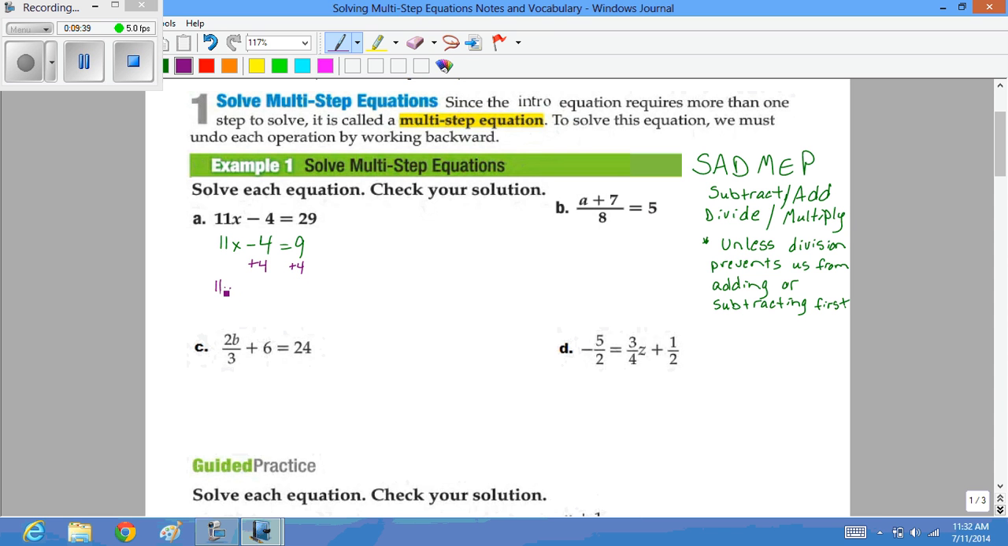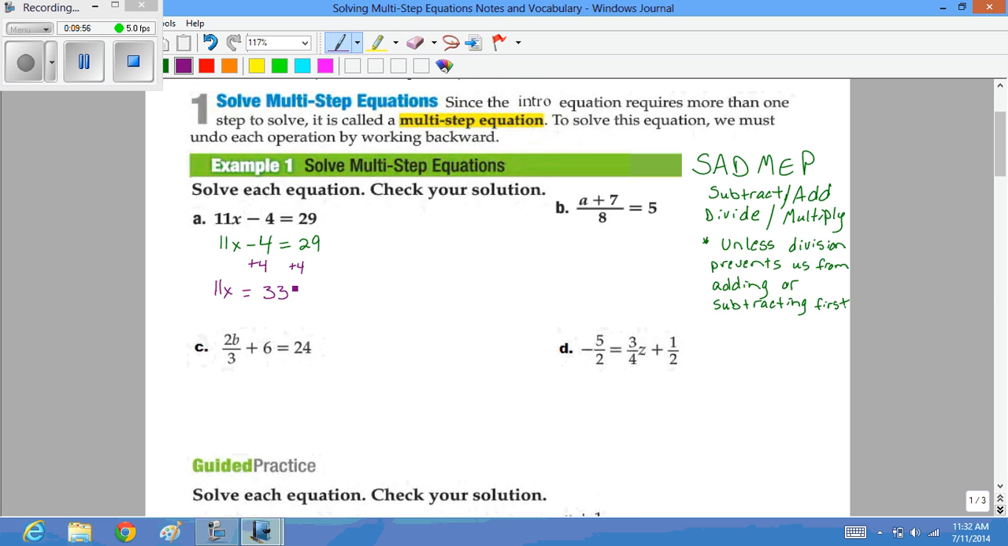So I have 11x, my 4 is canceled, and I end up, goodness gracious, don't get sloppy and make sure that you write the problem correctly. I end up with 33.